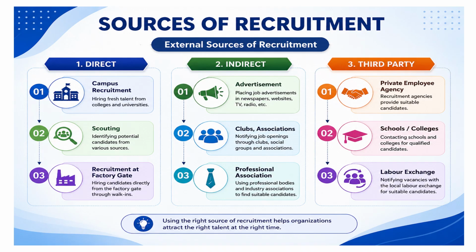For urgent factory workers it will use factory gate recruitment. For large scale hiring, it will advertise vacancies on LinkedIn, Naukri.com, and newspapers. This shows that organizations often use multiple external sources depending upon the type of job and the urgency of that particular job position.